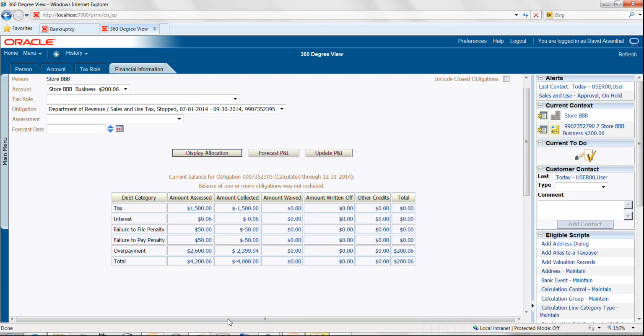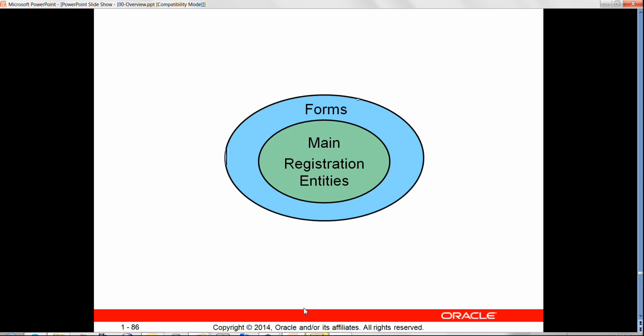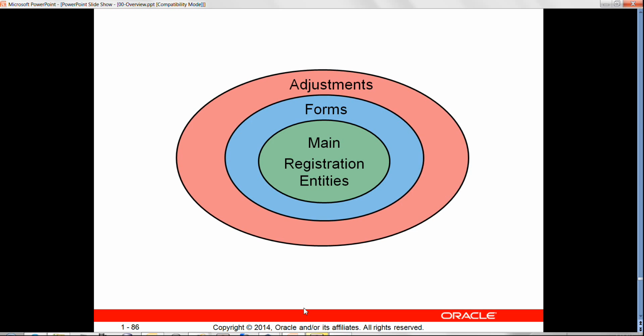So to summarize in a different way, we started off by looking at the main registration entities: the person, account, tax roll, and obligation, and the admin objects. Once we did that, we introduced forms, the registration form and the tax form, to create those main entities and add on assessments. We then described financial transactions and what adjustments are, and saw how adjustments and assessments are basically the same thing, except that the assessment has a group header.